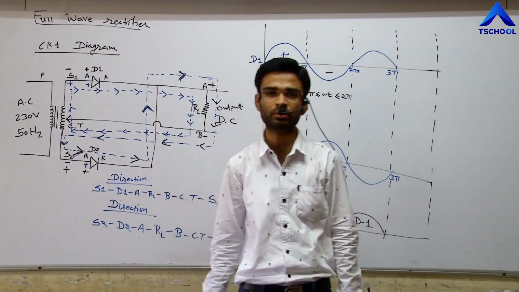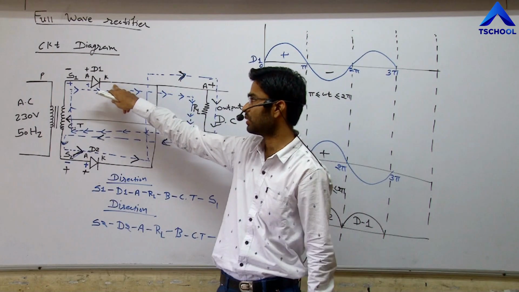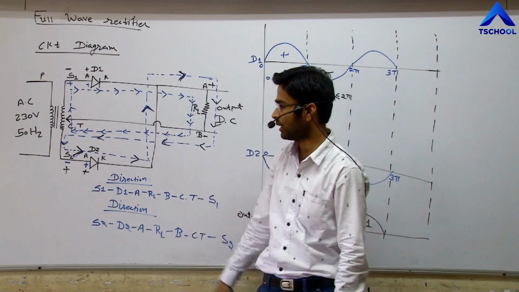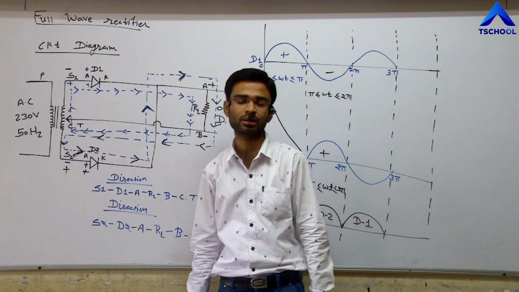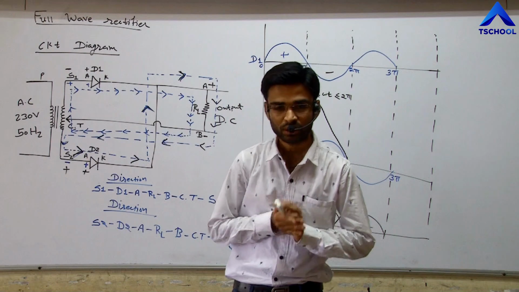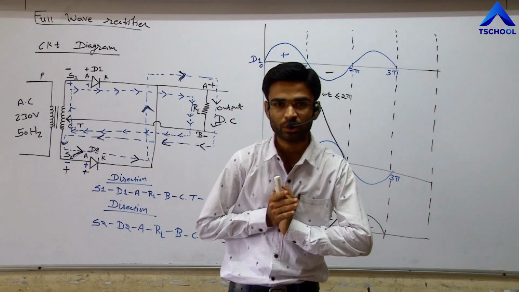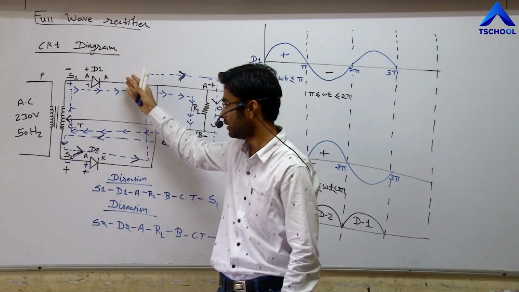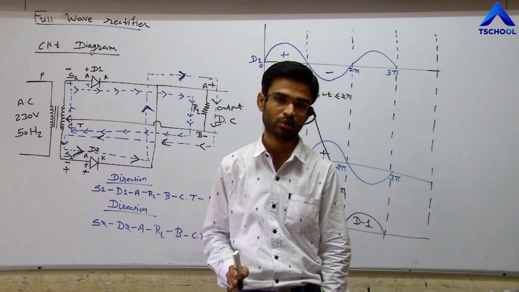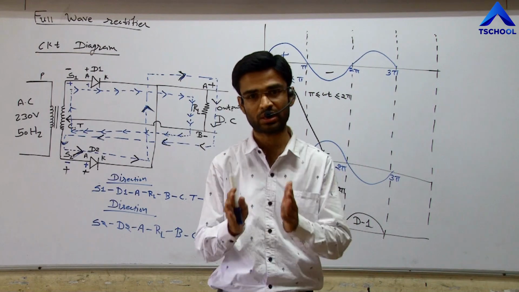In the full wave rectifier, diode D1 is in forward bias during the first half cycle, and diode D2 is in forward bias during the second half cycle, and we got the output. Dear friends, you can write all the steps in this manner, then you can get full marks in the examination. No one can cut your marks.